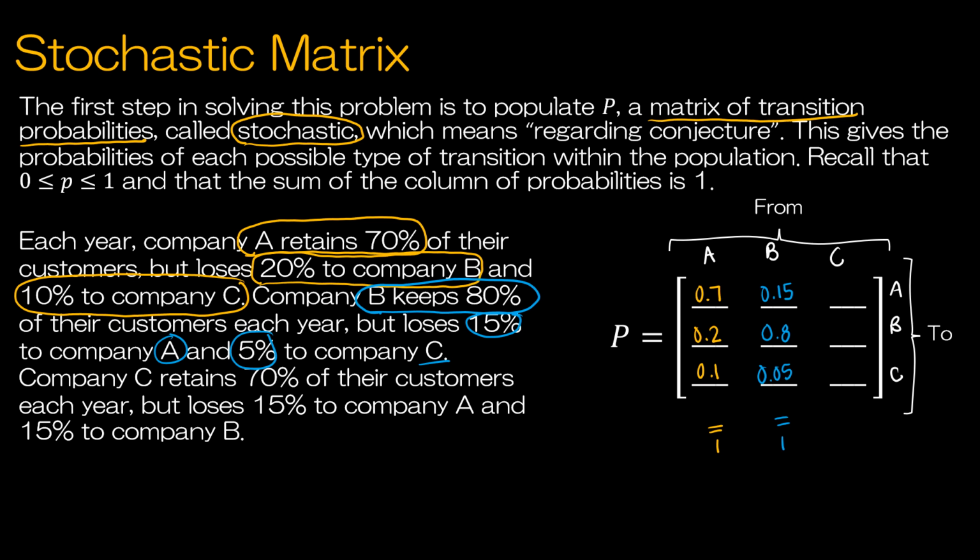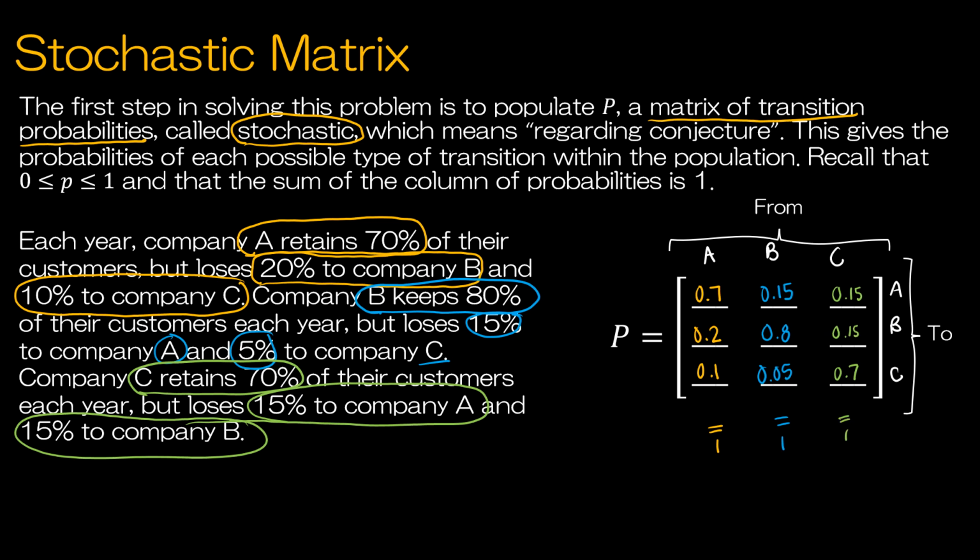And then we'll finish up with C. C retains 70%. So from C to C, 15% to Company A, and 15% to Company B. Again, we'll note that that adds to 1. And this is our matrix of transition probabilities, which we are calling P.